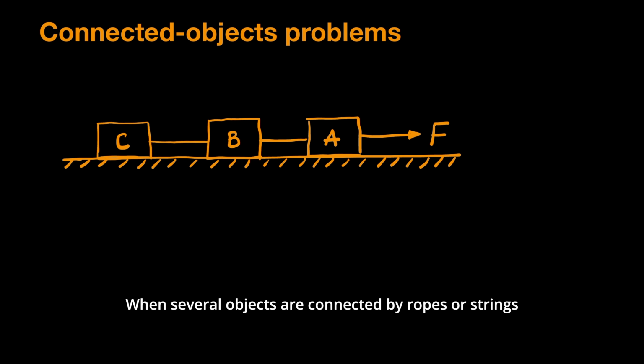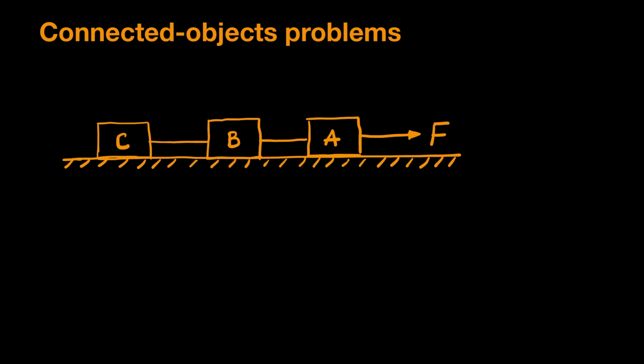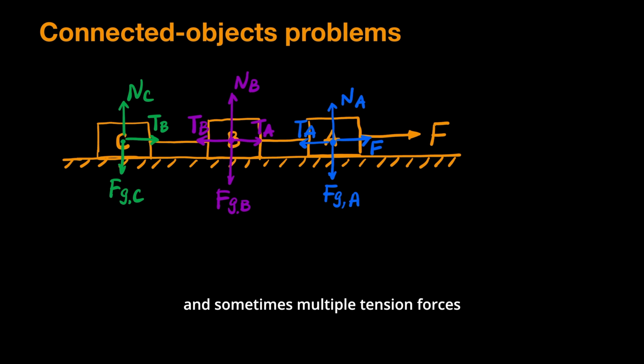When several objects are connected by ropes or strings, which free body diagram should you draw first? Sometimes none of them. These problems can look complicated because there's multiple objects, multiple forces, and sometimes multiple tension forces.